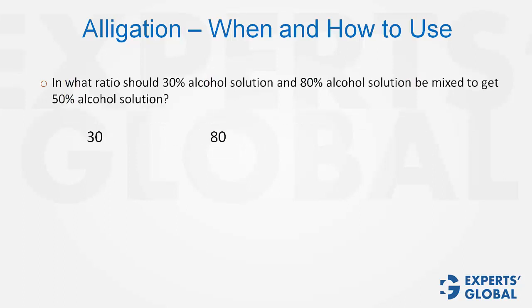The concept is to write the two qualities on the top. The qualities are 30% and 80%. Then write the result in the middle. The result is 50% alcohol solution, and then take the differences, 30 and 50, and 80 and 50. Don't worry about the sign, just take the difference.